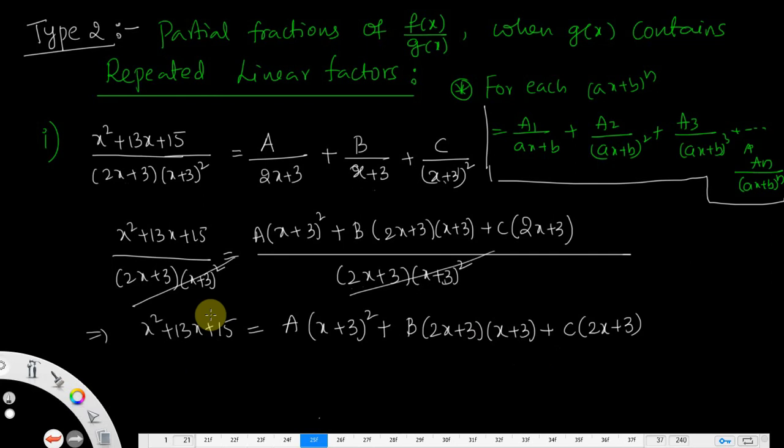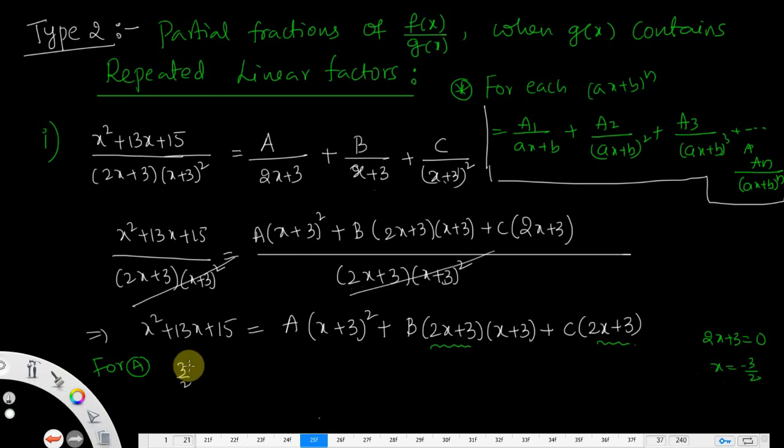Then, for finding the values of A, B, C, we put x and observe the B and C terms. In these B and C terms, 2x plus 3 is the common factor. So we make 2x plus 3 equal to 0. Then B becomes 0, and we put x equal to minus 3 by 2 in the expression. Then it is 0 and the B part is also 0. Then for the value of A, we substitute this value, 3 by 2.